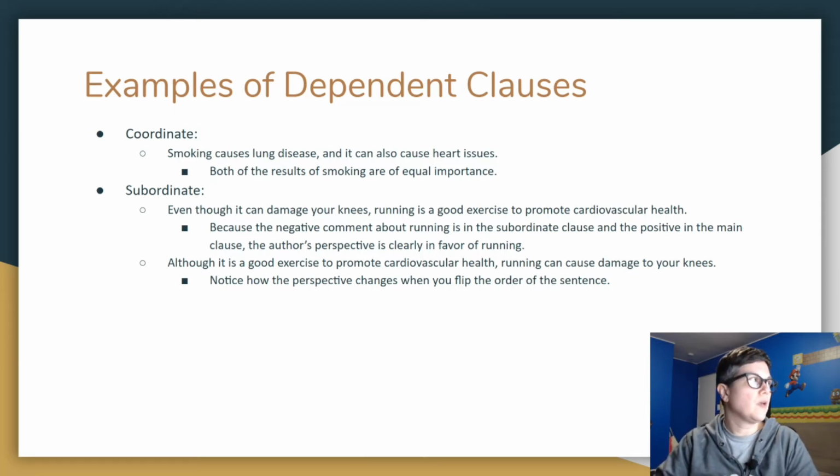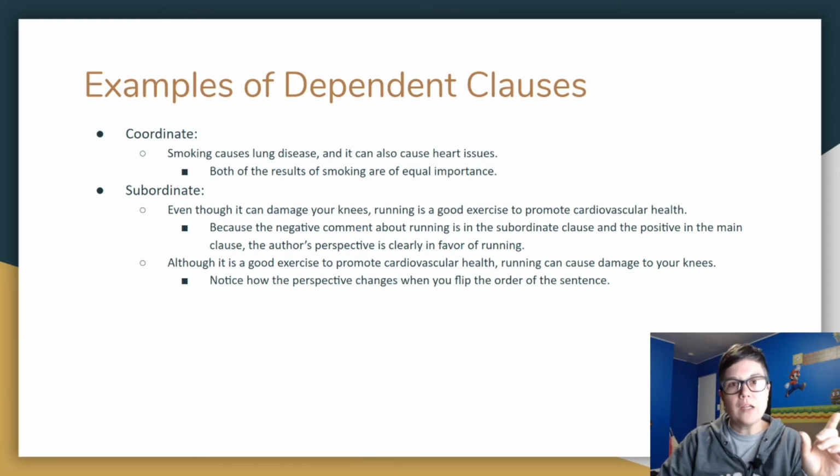If I take a look at the second example, the subordinate dependent clauses, take a look at the sentence. That first sentence, even though it can damage your knees, running is a good exercise to promote cardiovascular health. The main idea, the main clause, is that running is a good exercise to promote cardiovascular health. So when I'm looking at that sentence, I know my paper or my paragraph is going to be about the positive aspects of running, not the negative aspects. I do recognize that there are negative aspects. That's what the dependent clause is doing. But my main idea is that running is good.